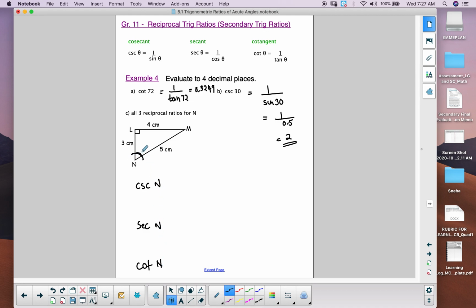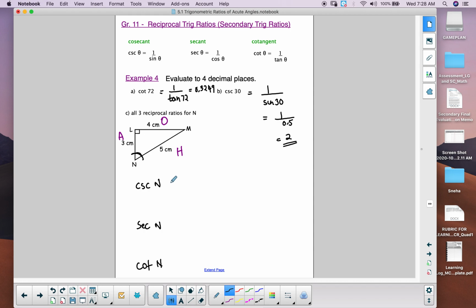So the cosecant of n, well, it is the reciprocal of sine. Sine is opposite side over the hypotenuse. So what is the opposite side? What is the hypotenuse? And what is the adjacent side with respect to n? Well, the side opposite 90, this is the hypotenuse. So I'm just going to label that. The side opposite to n, which is the 4 centimeters, is called the opposite side. And the side beside angle n, which is the 3 centimeters, is the adjacent side. It's always labeled before we go into the trig ratios.